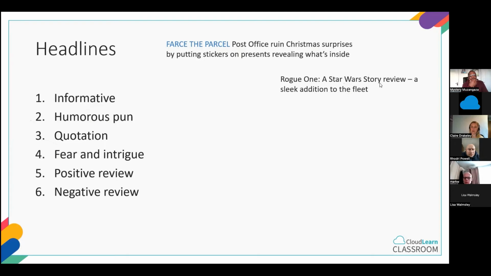It says a Star Wars story review, so we know it's a review, but a sleek addition to the fleet tells us it's a positive review. They've enjoyed this. They've given it away in the title. That is also another example of a headline where the author has given their own personal opinion on this, which is exactly what a review is. You relaunch this poll. Next one.